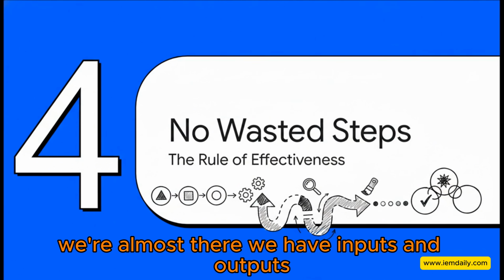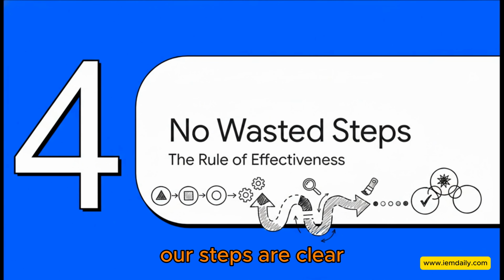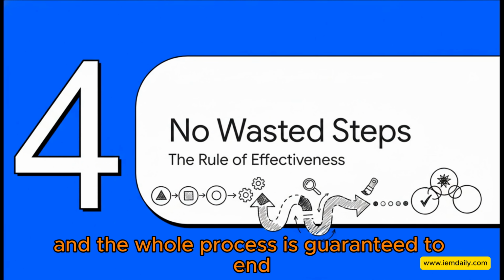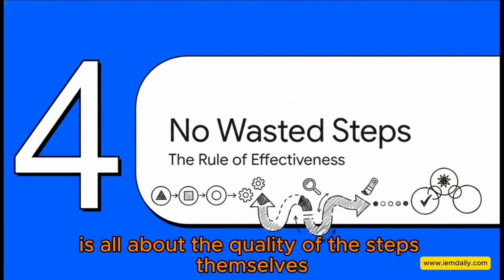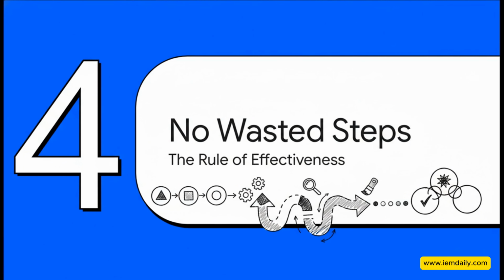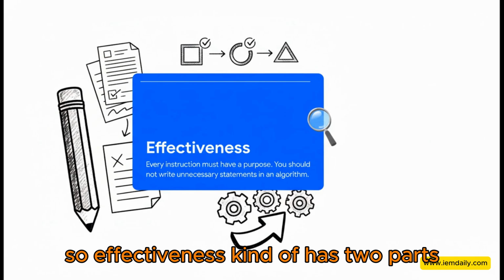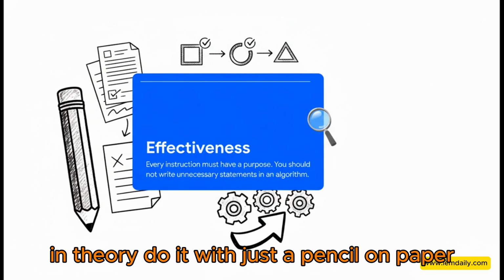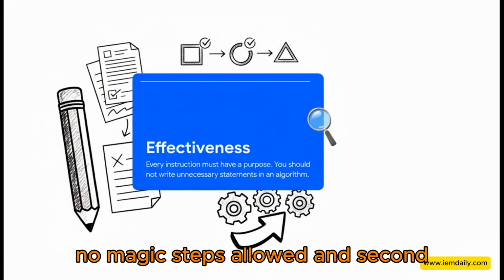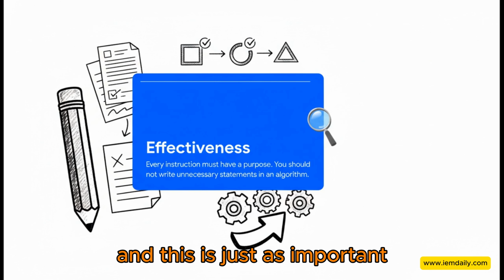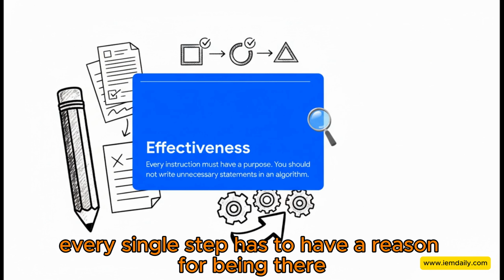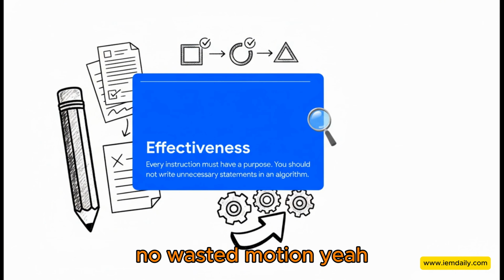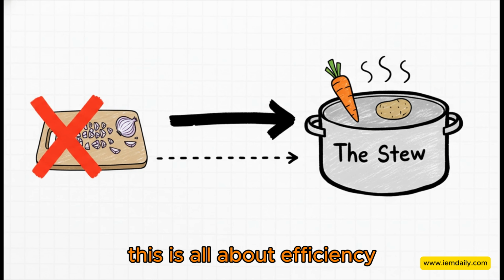We're almost there. We have inputs and outputs, our steps are clear, and the whole process is guaranteed to end. The very last rule is all about the quality of the steps themselves. This is the rule of effectiveness. So, effectiveness kind of has 2 parts. First, each instruction needs to be so basic that a person could, in theory, do it with just a pencil and paper. No magic steps allowed. And second, and this is just as important, every single step has to have a reason for being there. No wasted motion. Yeah, this is all about efficiency.